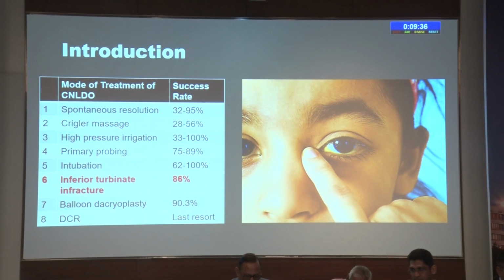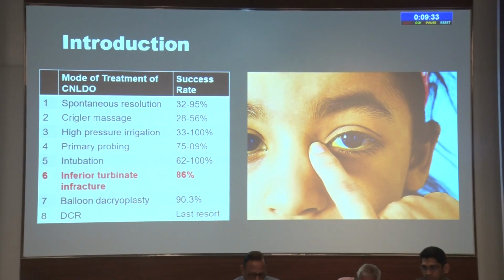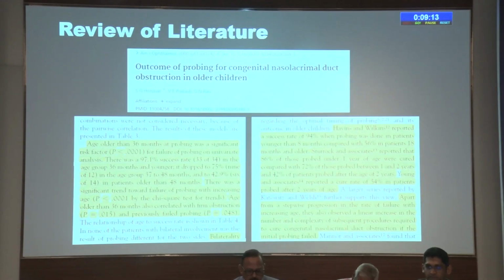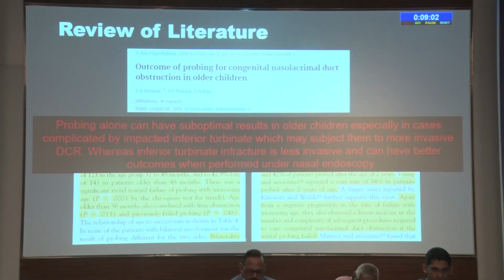Congenital epiphora presents in almost 20% of newborns, with 90% resolving in the first year and 60% resolving in the following year. The remaining are diagnosed as congenital nasolacrimal duct obstruction, which is treated with variable interventions with variable success rates. On reviewing the literature, the unanimous consensus was that the success rate of probing alone decreases with increasing age, and this will subject them to the more invasive DCR.